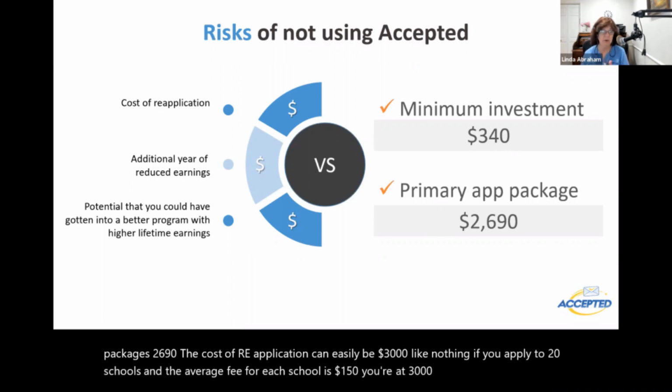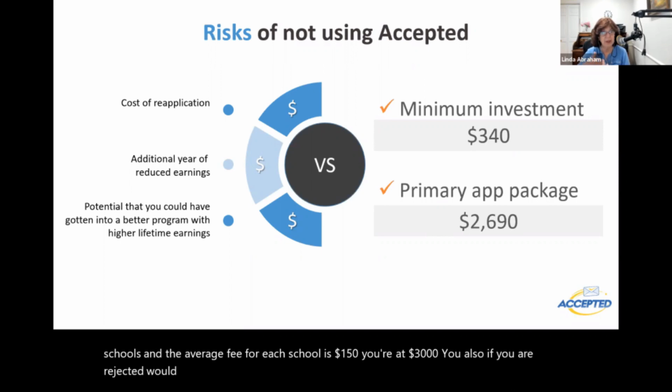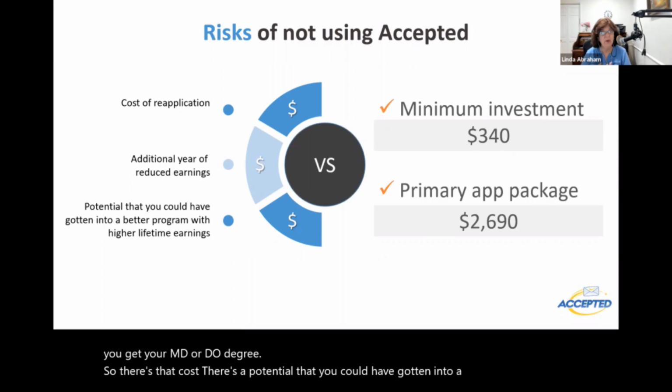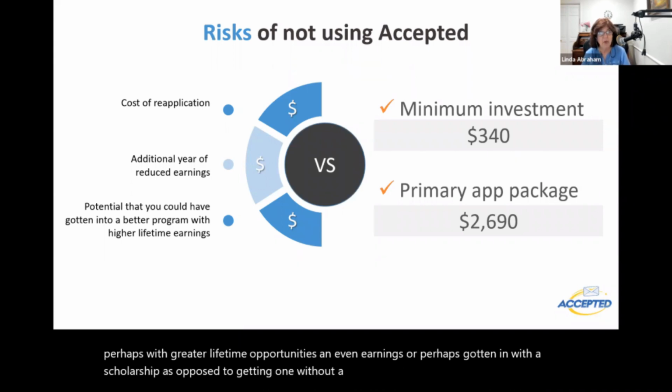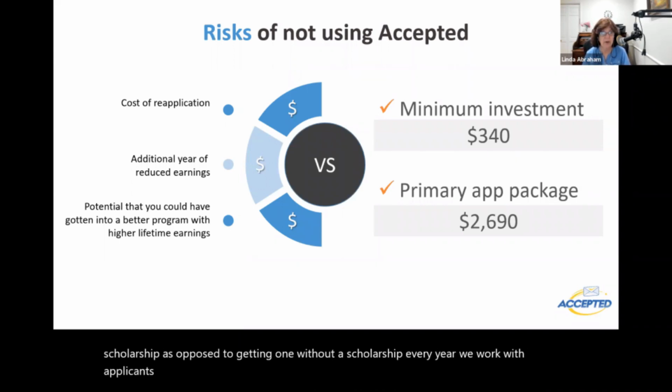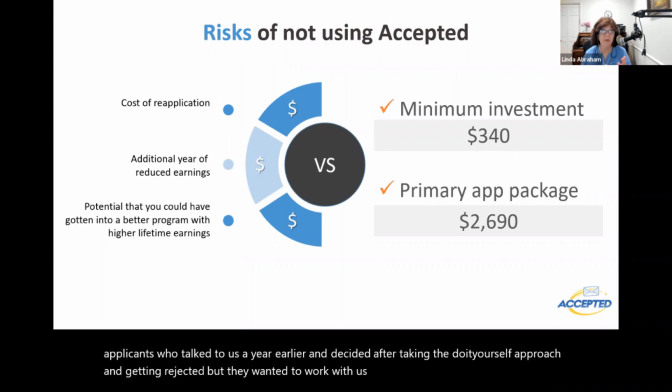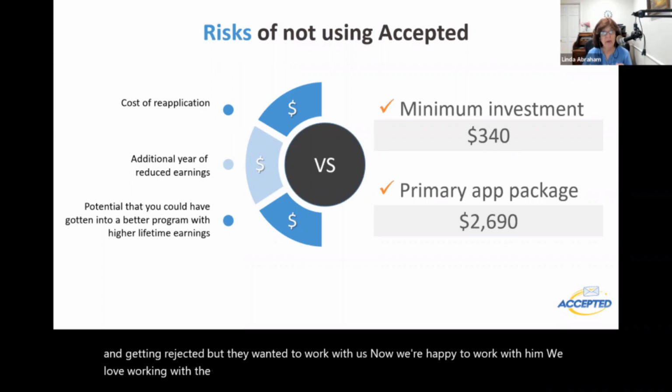If you are rejected, you would also have a year of earnings at a much lower level, for most of you, than after you get your MD or DO degree. So there's that cost. There's a potential that you could have gotten into a better program, perhaps with greater lifetime opportunities and even earnings, or perhaps gotten in with a scholarship as opposed to without one. Every year we work with applicants who talked to us a year earlier and decided, after taking the do-it-yourself approach and getting rejected, that they wanted to work with us now. We're happy to work with them. We love working with reapplicants, but they would have been better off working with us initially, and so would you.